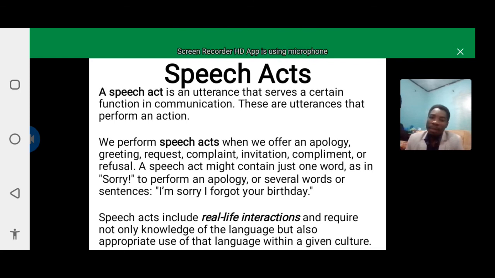So a speech act may contain just one word, as in "sorry", to perform an apology. But sometimes it may include several words or a sentence, for example, "I'm sorry, I forgot your birthday", to perform an apology. So speech acts include real life interaction and require not only knowledge of language but also appropriate use of that language within a given culture.